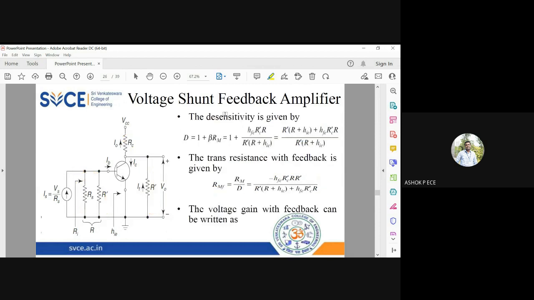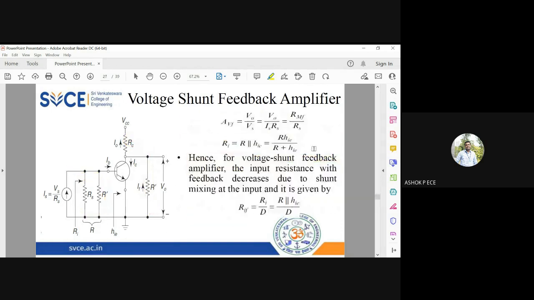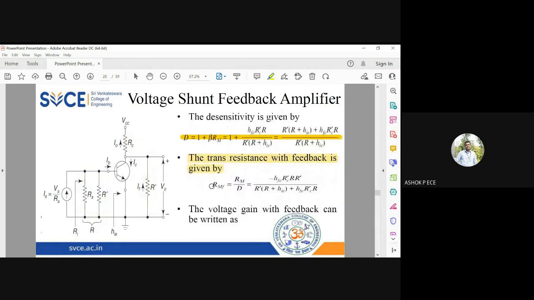Immediately after finding RM, you will be finding D. D is going to be 1 plus beta into RM. So substitute and have the fraction ready for capital D. And with feedback, it is given by RMF equal to RM by D. So divide the expression for RM and D, and you will get this expression, RMF equal to RM by D. So you will get this answer.